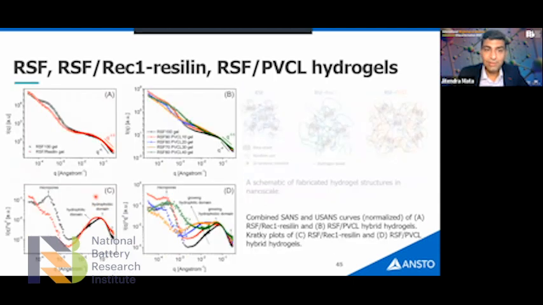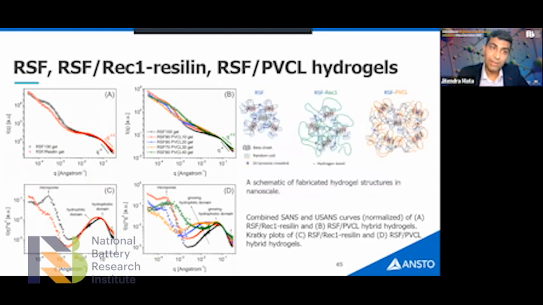So now in this slide, as I mentioned, we made two different kinds of gels. One combines the silk with the REC1 resilin, and the other combines silk with the PVCl. So here is the PVCl, whereas here is the silk versus silk and REC1. And this shows what happens by mixing in the resilin. Suddenly, your porous structure folds down. There is less porosity. The hydrophobic region is increasing, and the hydrophilic region does not change that much. Whereas it's a different scenario here.